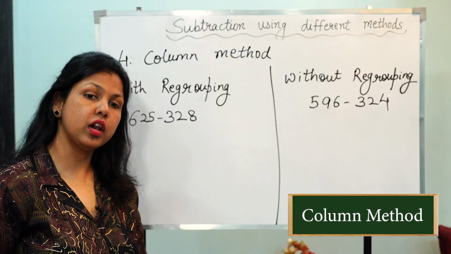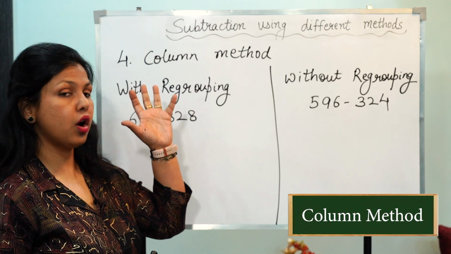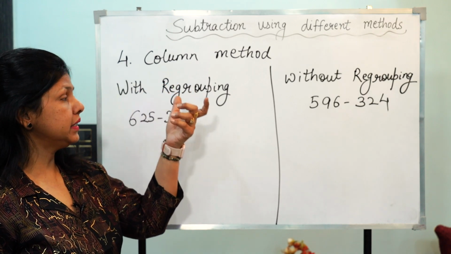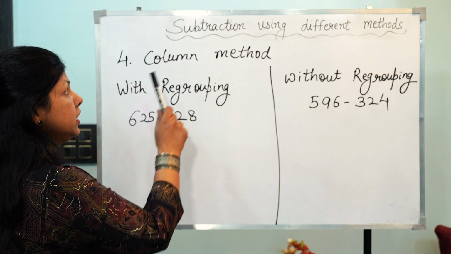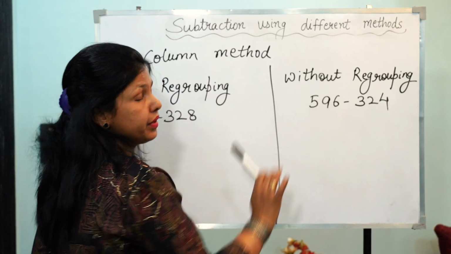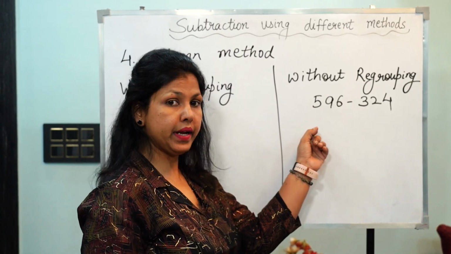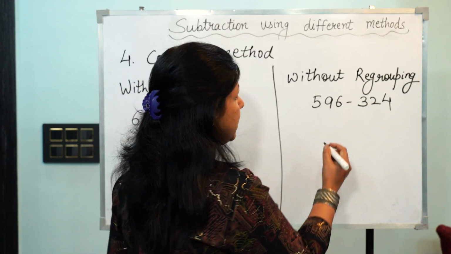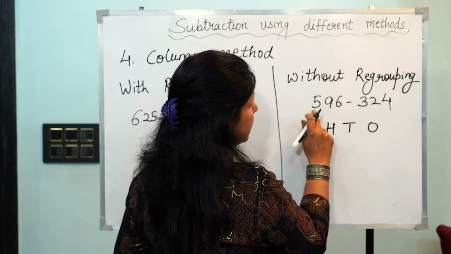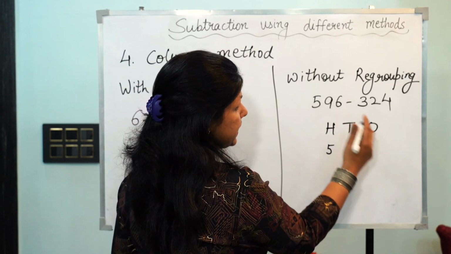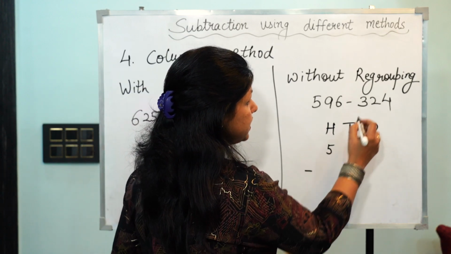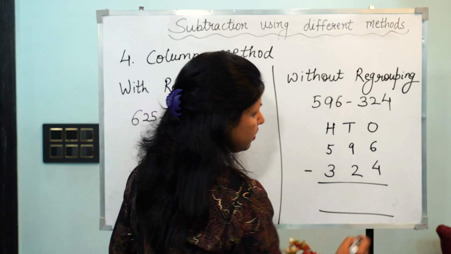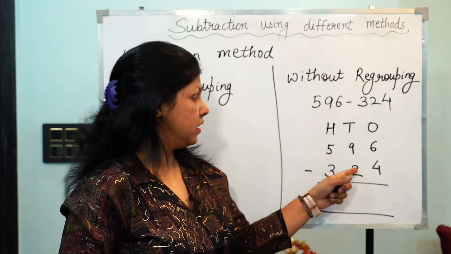So our last method is column method. This is a traditional method where we are making the columns of ones, tens and hundreds and subtracting, right? So children, in column method, I am showing you two sub methods. Column method, subtraction with regrouping and without regrouping. Like when my minuend, all the digits are bigger than the digits in the subtrahend, तो हम without regrouping करते हैं. So we are going to make 3 columns, 5 hundreds, 9 tens and 6 ones, minus 3 hundreds, 2 tens and 4 ones. So here all the numbers are sufficient to subtract the smaller number.